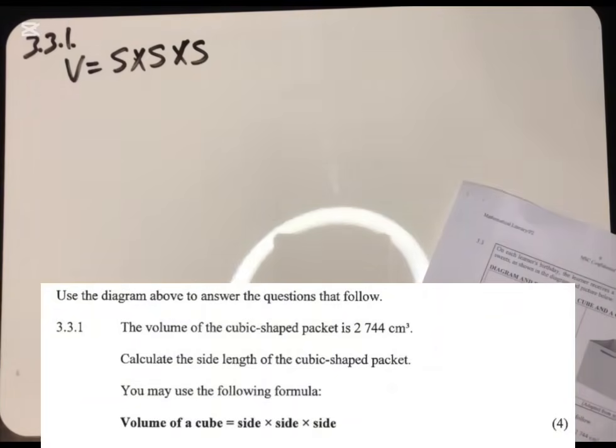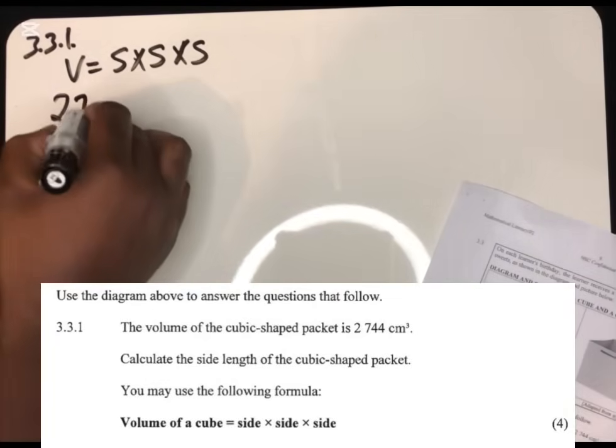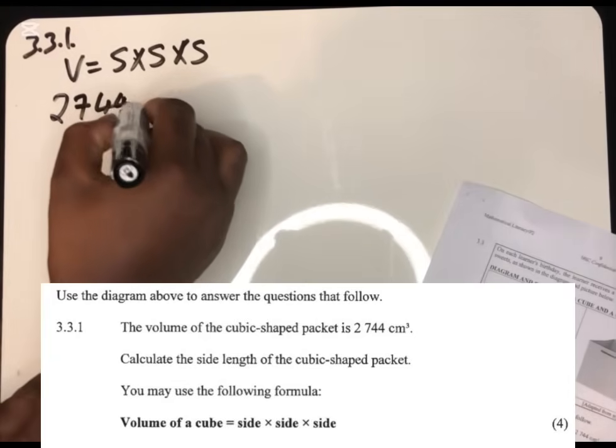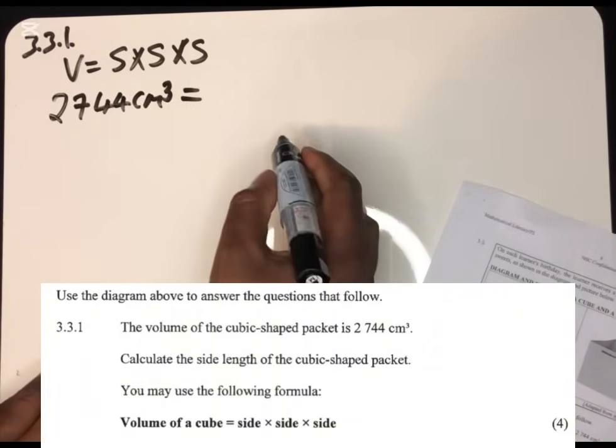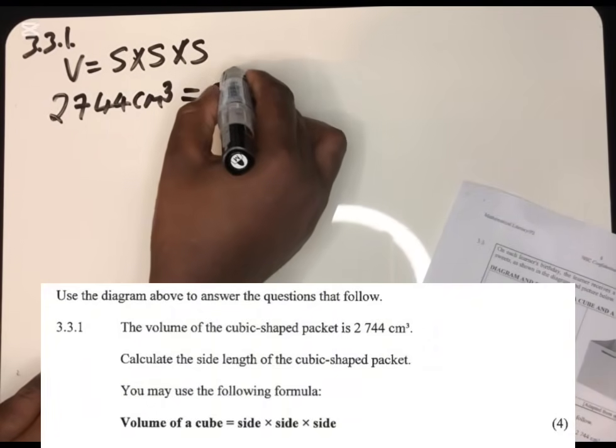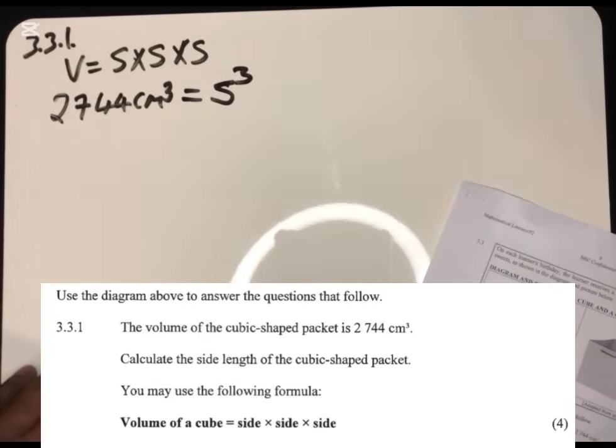So if you check here, this is a cube. Cubic is coming from the word cube. And we know that a cube has the same sides. All the sides of a cube are equal. And they've given us what? The volume. So under volume, we are now going to write 2,744 centimeter cube, which is equals to S multiplied by S multiplied by S, which is S cube. We're having 3 S's there. That's why we're having S cube.